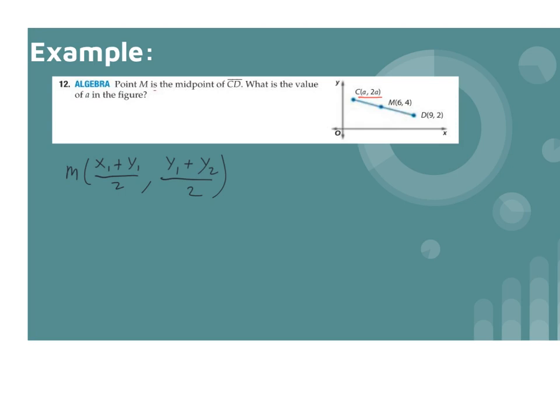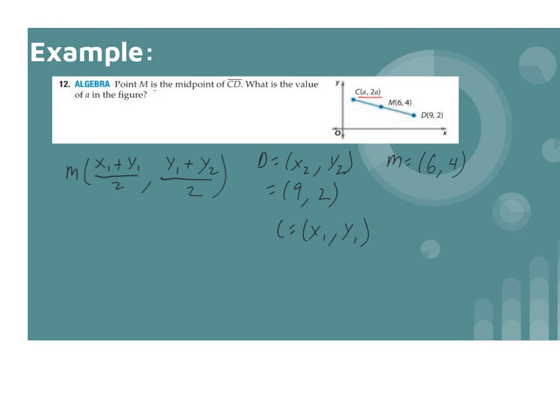We know our second coordinate, since we know D is equal to x2, y2, which is 9, 2. And we know our midpoint is equal to 6, 4. But now, how are we going to solve for C? So we need to find C. We know that C is equal to x1, y1. So go ahead and try and solve this in your notes before moving on.